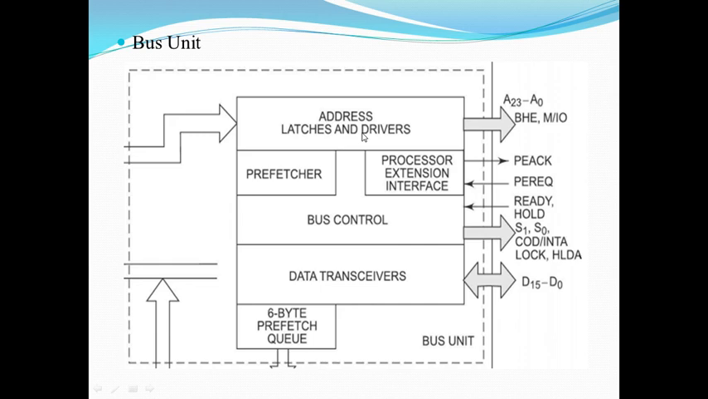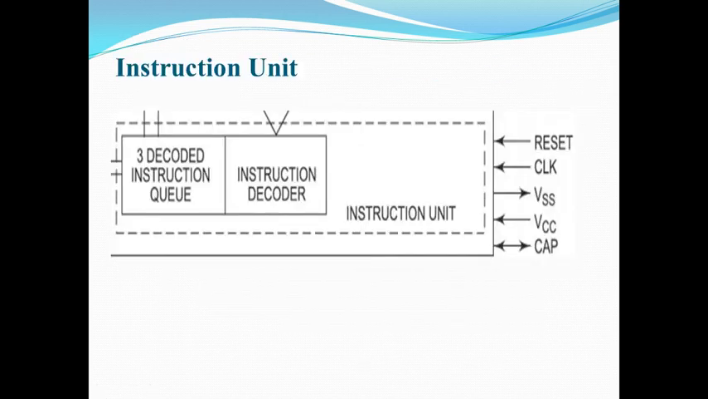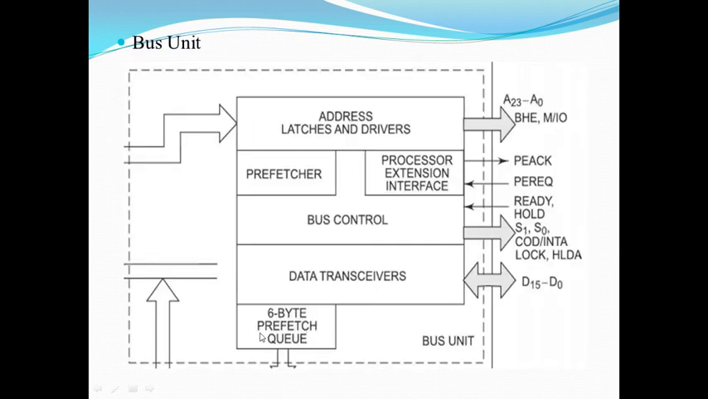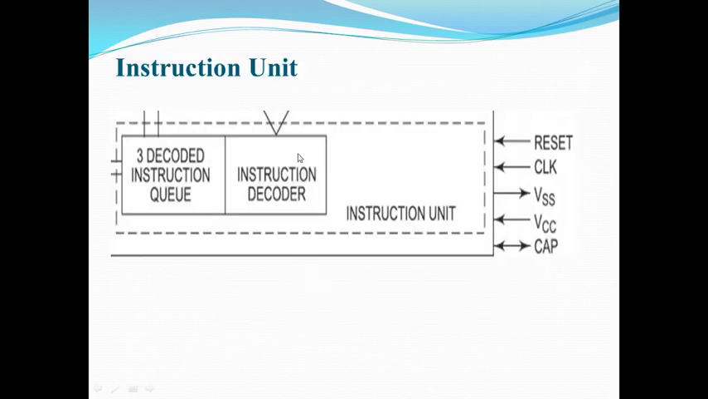Now let us move to the next unit, the instruction unit. Here there are two modules: the instruction decoder and the 3-entry decoded instruction queue. Whatever instructions are available in the 6-byte prefetch queue are read one by one into the instruction unit, and this unit is responsible for decoding the instructions. And here we have one more stage of the pipeline.